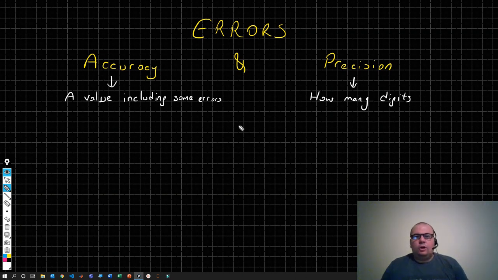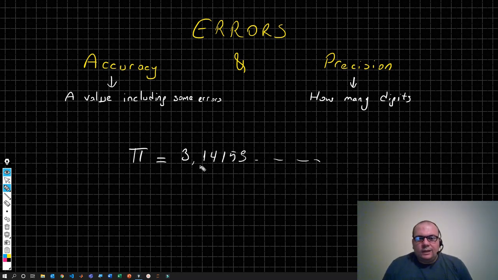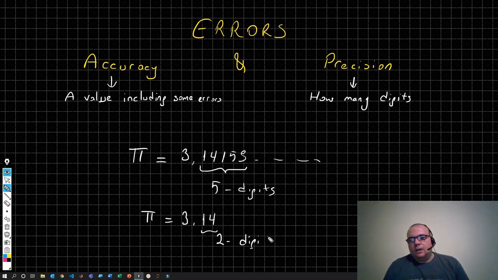And I think you all know the meaning of digits. Maybe we can give an example for you. Let's think about the number pi, and it's 3.14159 and goes like this. And these are digits, right? And if we use this notation, we use 5 digits after the decimal point. But if we use pi equals 3.14, then it would be 2 digits, okay? And it's about precision. Precision is about how many digits we use in our mathematical operations.